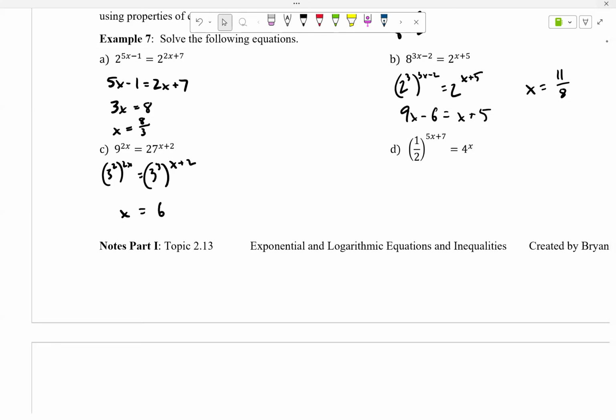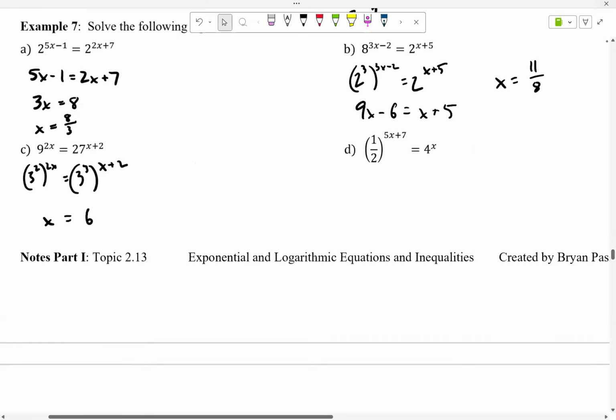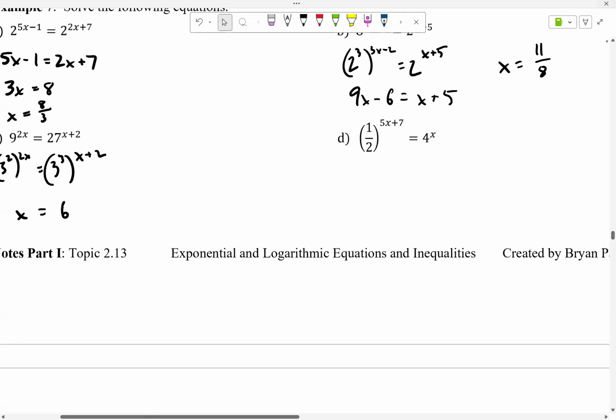And lastly, Leah, I apologize, I didn't get to you today, but I'm gonna get to Leah. Leah, can you tell us what you did for D? And can you tell us how you did that? Switched it around, put 2 to the -5x -7. Nice. And the other side I got 2 to the 2x. Okay, and then you said x equals -1 in the end is what it worked out to be?